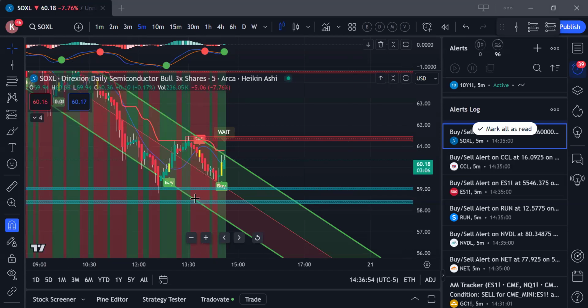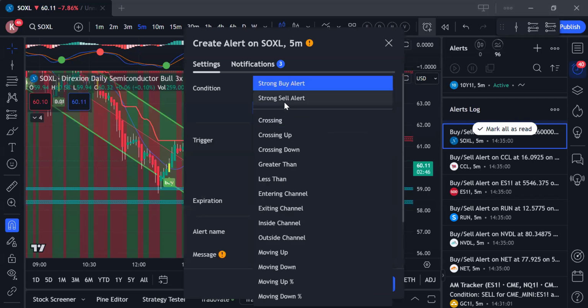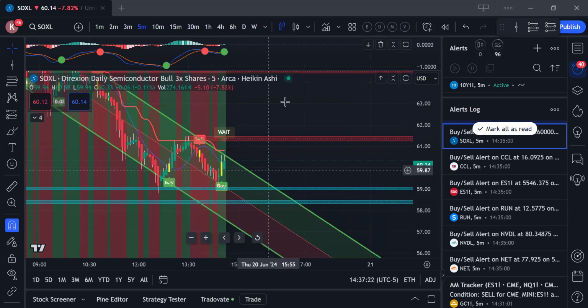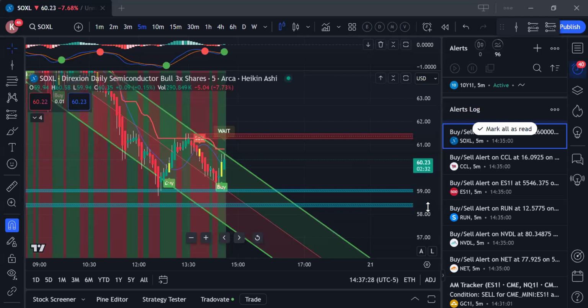Yeah, you can set alerts for this indicator. You have to just go here. You have to select RCA TRSL. You have strong buy, strong sell alerts. You can set those alerts, and then whenever it gives a strong buy or strong sell, you can just go in, and most probably it will be a good one. That means it satisfied all the conditions, your RSI, your ultimate D, your EMA, and a lot of other factors.